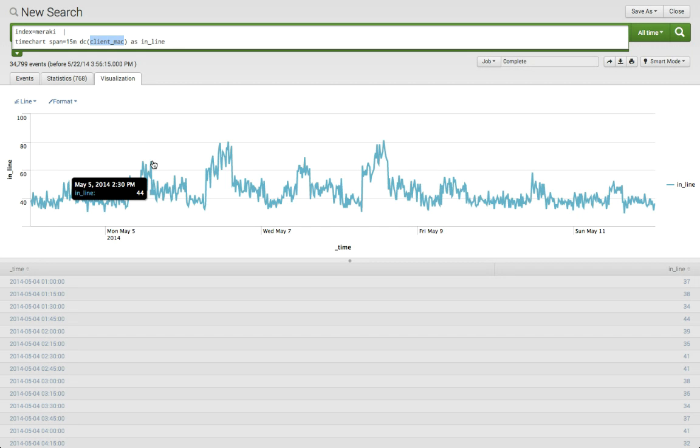So effectively that means that between 2:30 and 2:40 p.m. on May 5th, there were 44 distinct client MAC addresses that were talking to the Meraki device, right? So there's that. And you get a line, a graphical representation that makes sense based on the data. We know from other analysis that peak times are May 6th and May 8th, and you see that reflected here.